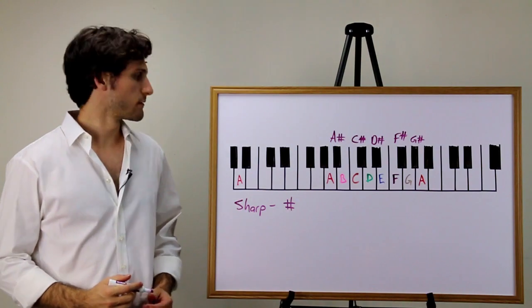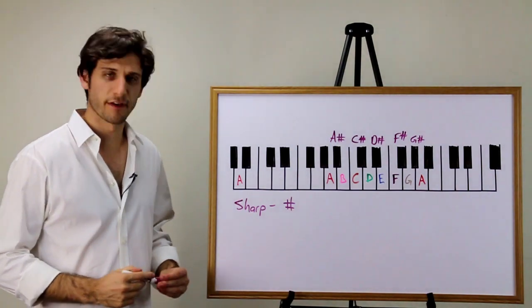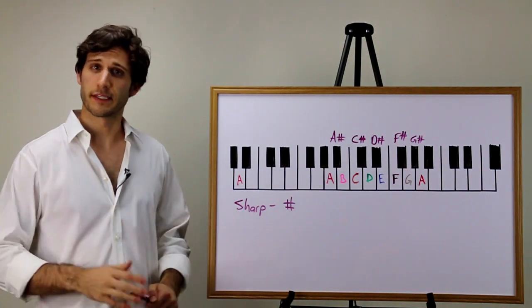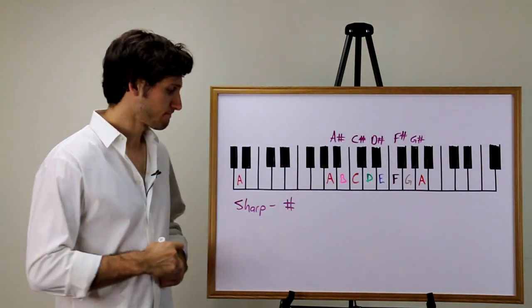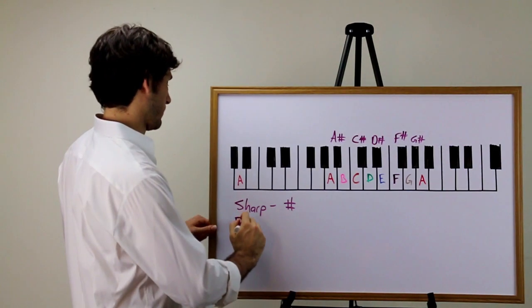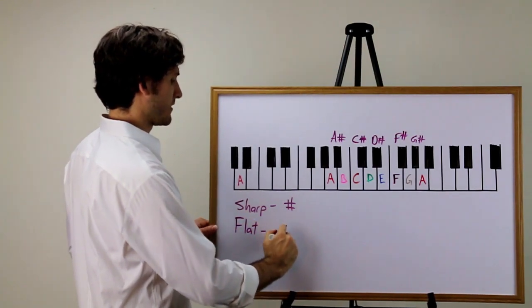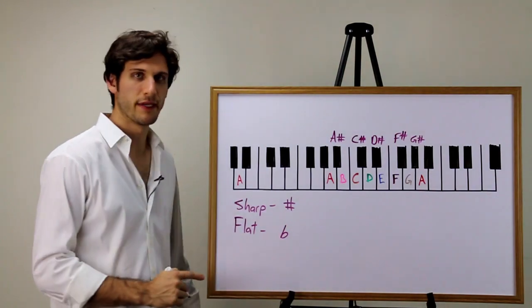Now, you may have asked, the word sharp means a note above. Is there a word that means a note below? The answer is, of course, yes, there is. It's the word flat. And flat is denoted by kind of an italicized lowercase b symbol.